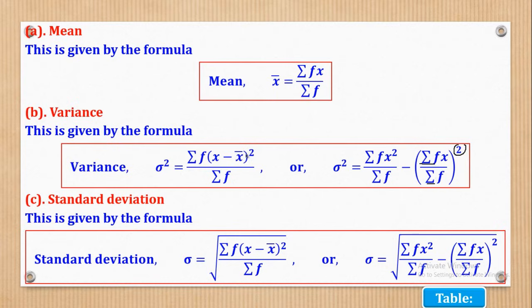Even here, this square means it's on the whole of this expression, which is x minus x bar. Standard deviation, you already know, is the square root of variance, so just get the square root of this to give you that, and the square root of this to give you that. So what is changing is that now, instead of writing n, we are writing summation of f to mean total frequency.